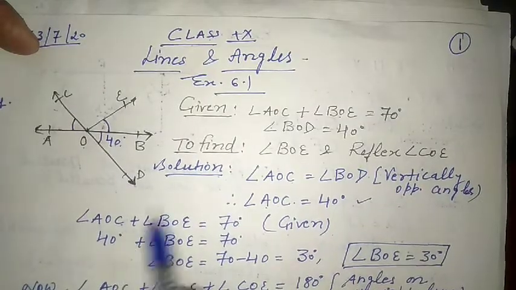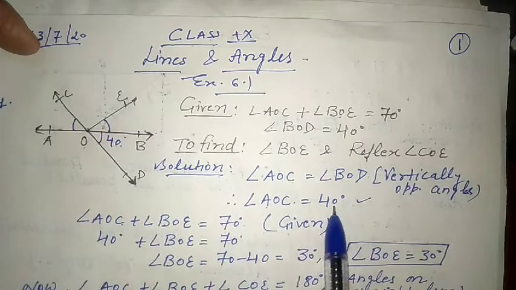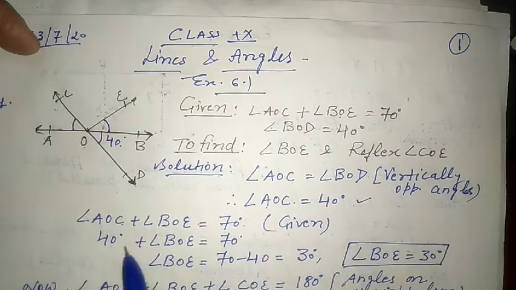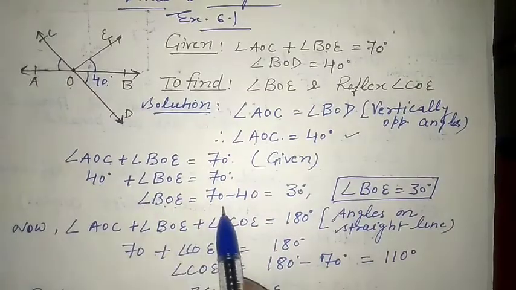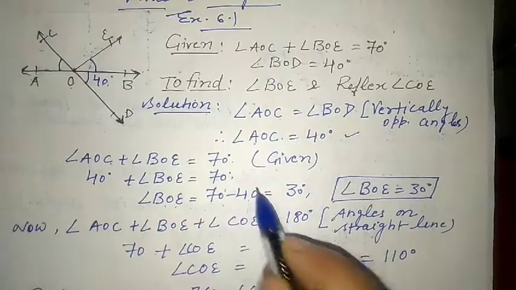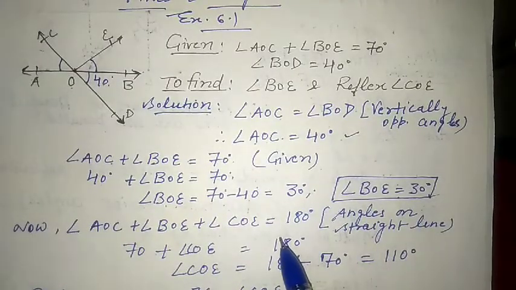The sum of the two angles AOC and BOE is given as 70. AOC we already found to be 40 degrees. So 40 plus BOE is 70. So the value of angle BOE is 70 minus 40, that is 30 degrees. So the first answer we got is angle BOE equals 30 degrees.